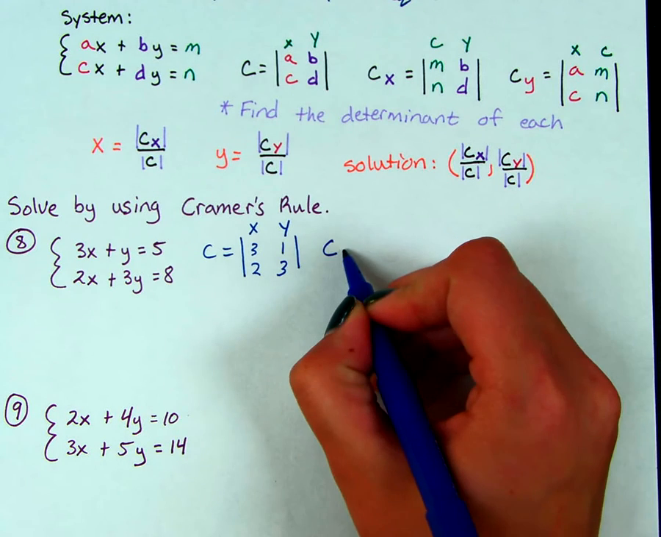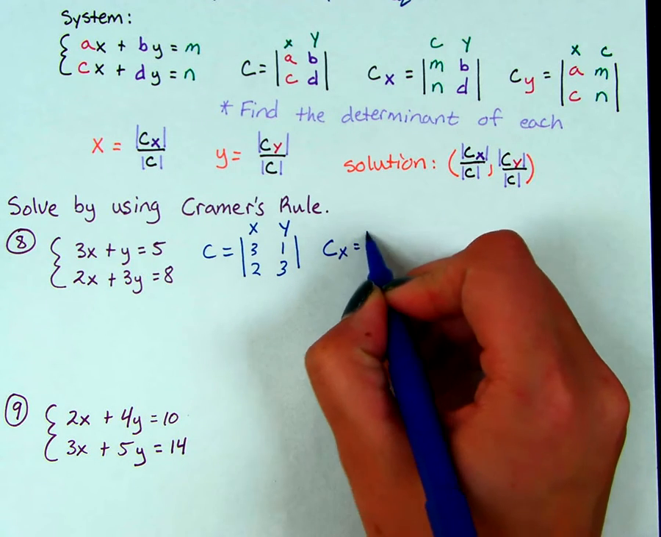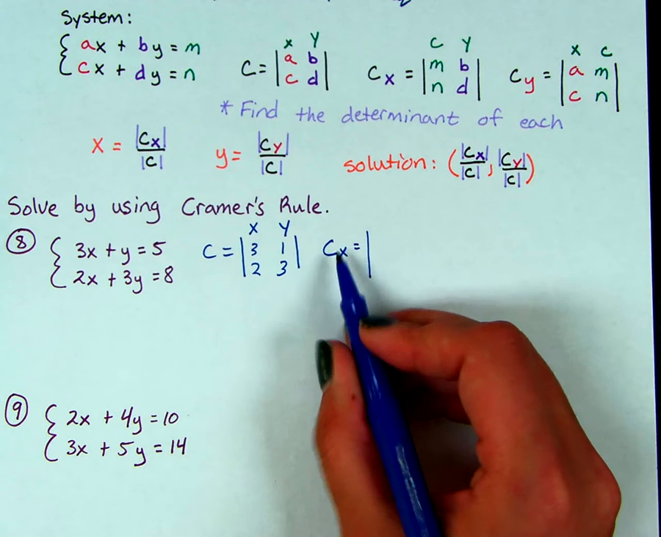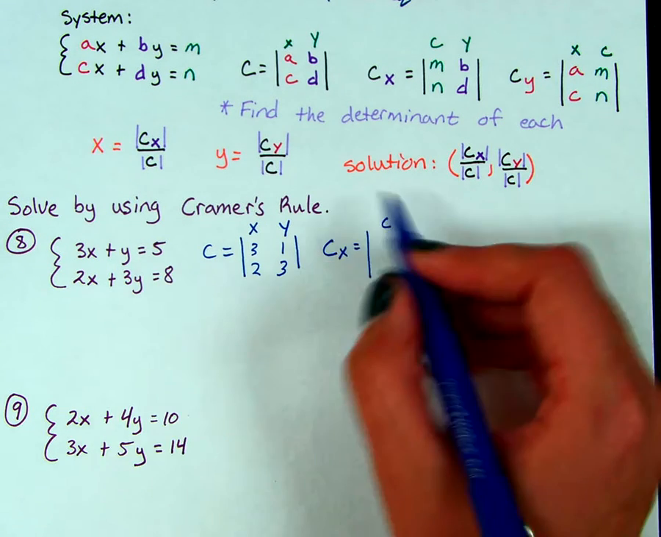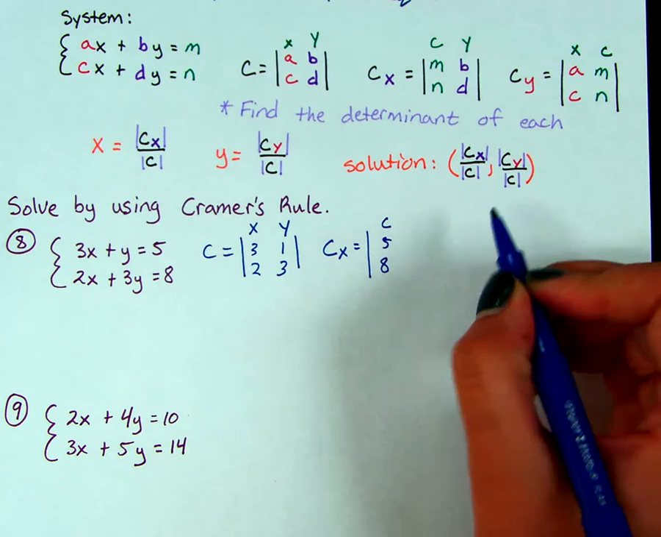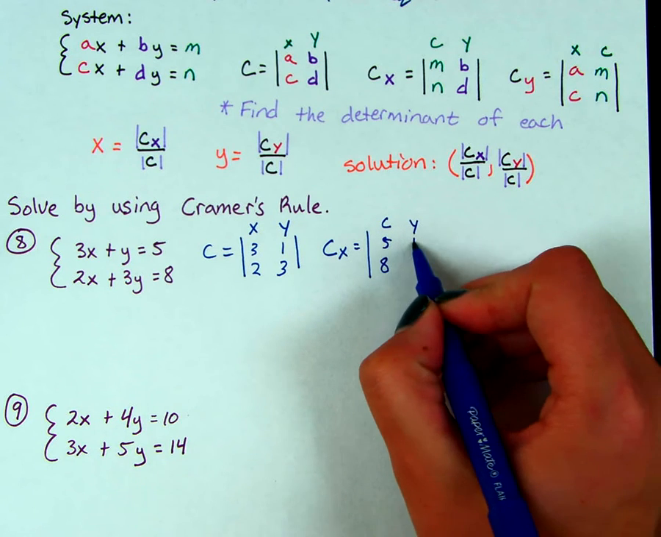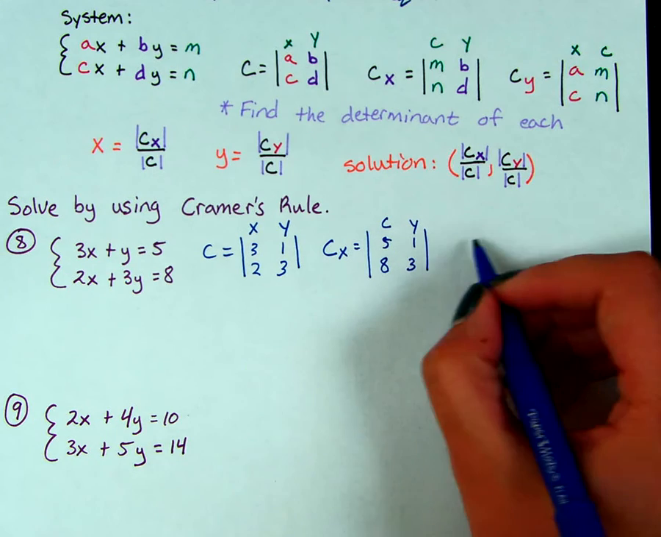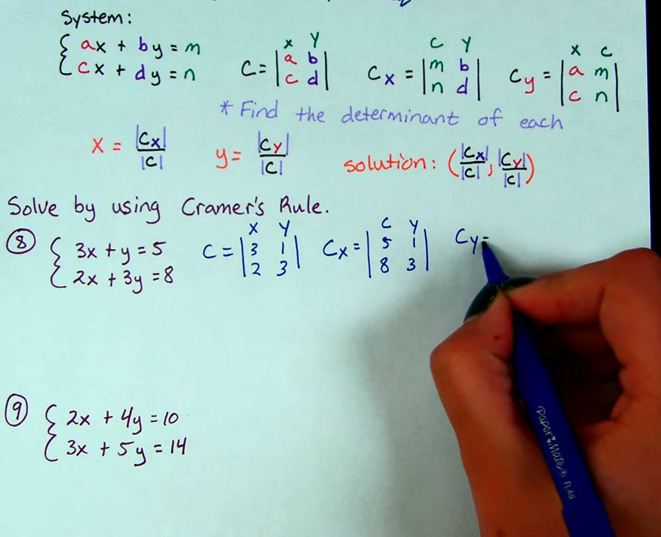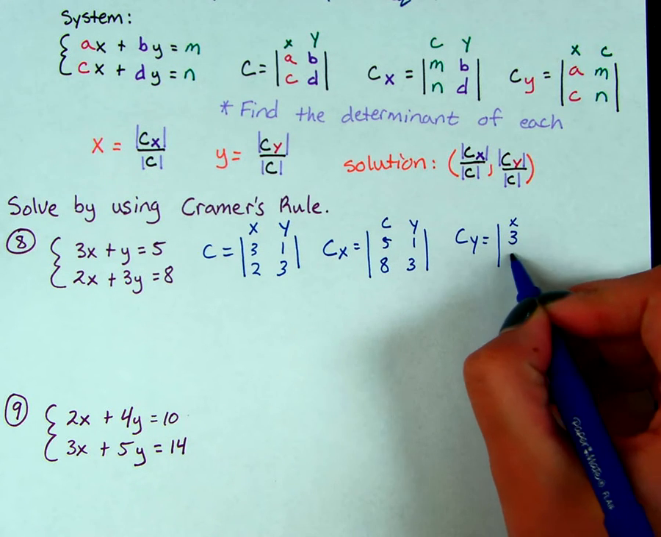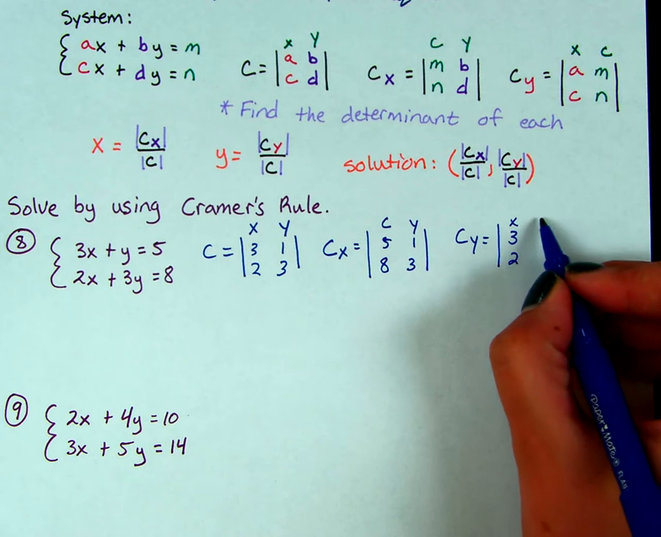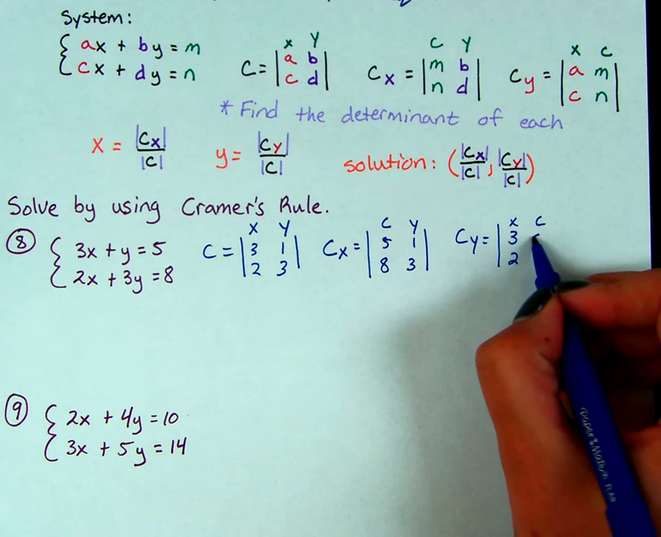Our CX matrix, we are replacing the x with our constant. So that means that this will be our constant, so we're going to use 5 and 8. And then our y column stays the same, so 1, 3. And then we have our CY column. So this time our x column will stay the same, so 3, 2. And then we're replacing our y column with the constants, so 5, 8.